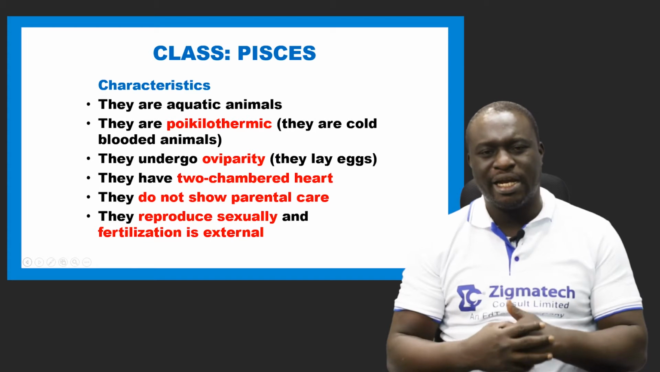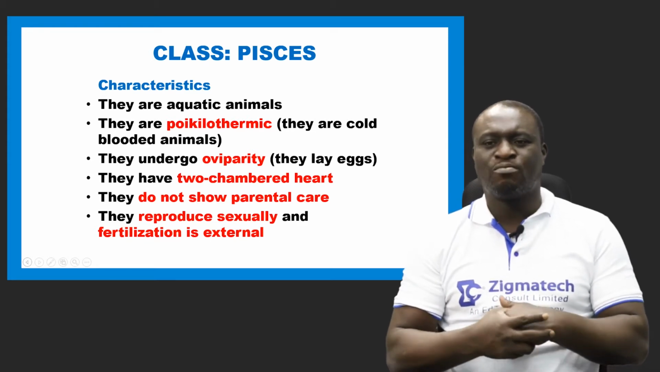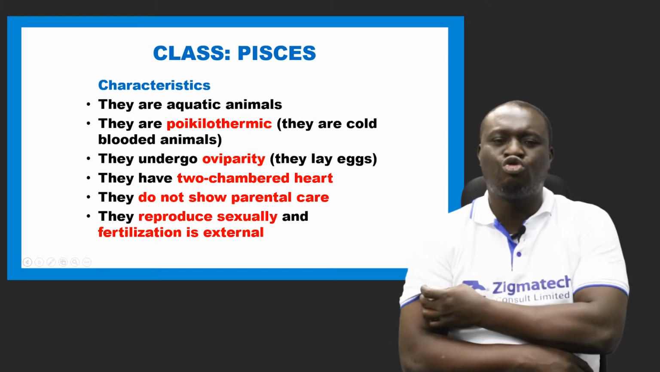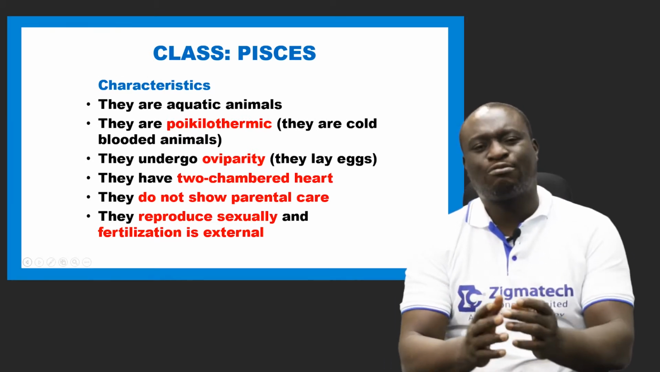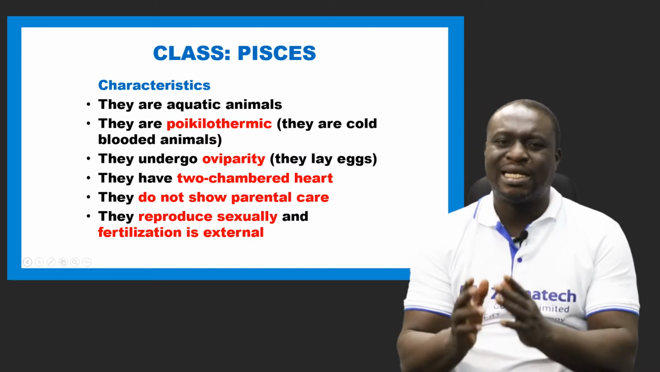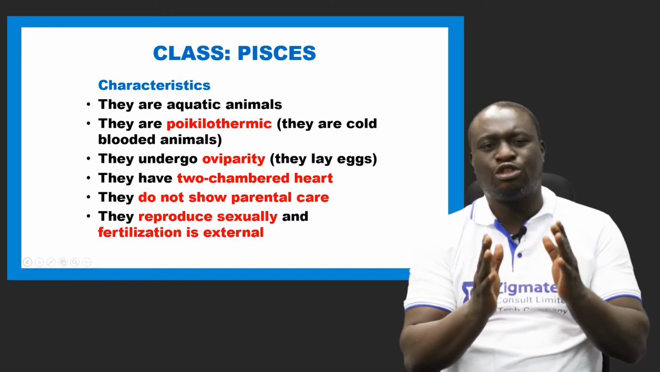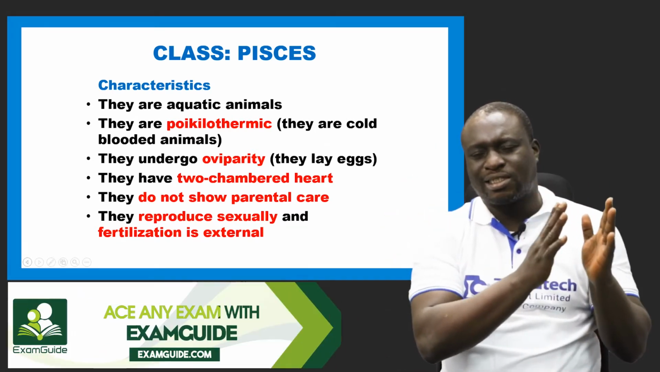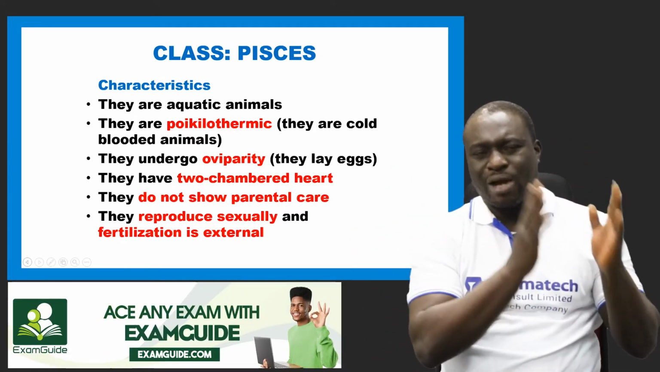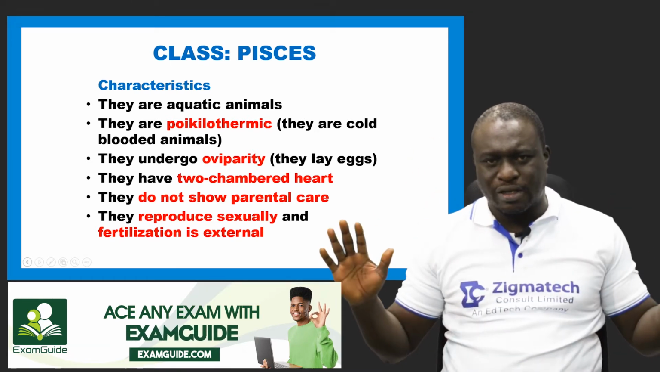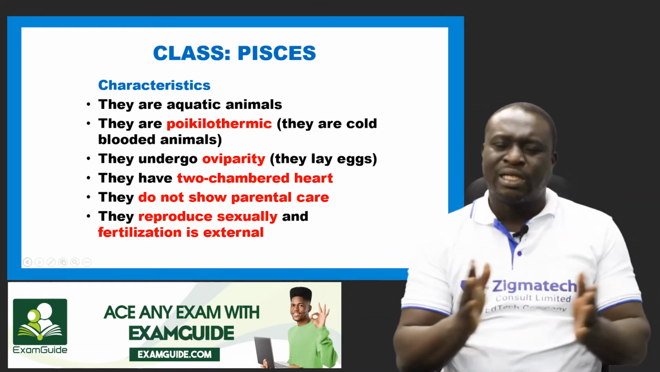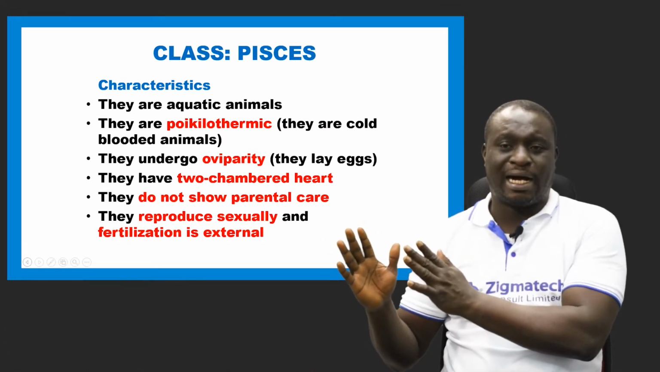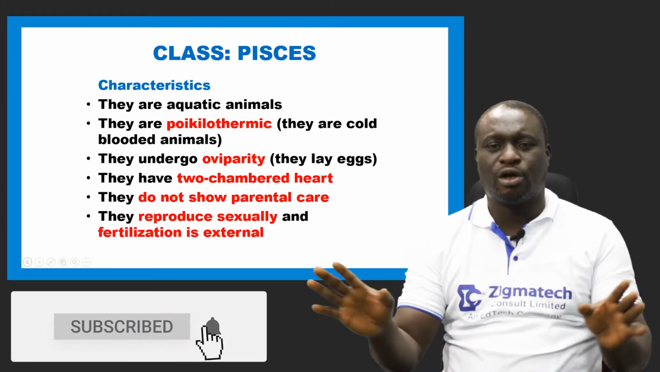The next, number four, is that Pisces have what we call two-chambered hearts. It means that their heart is divided into right and left. There is no other. So we have the right part of the heart, and then we have the left part of the heart, okay? Just two chambers of the heart.